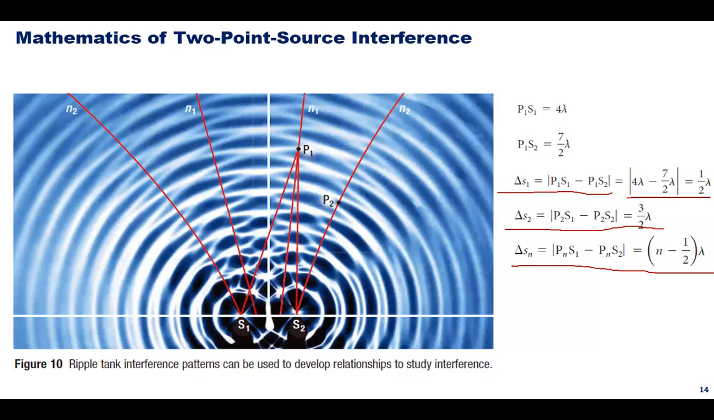This technique will not work if the wavelengths are too small or the point P is too far away from the sources, because the path length difference is too small to measure accurately. If either or both of these conditions apply, we need to use another method to calculate the path length difference.